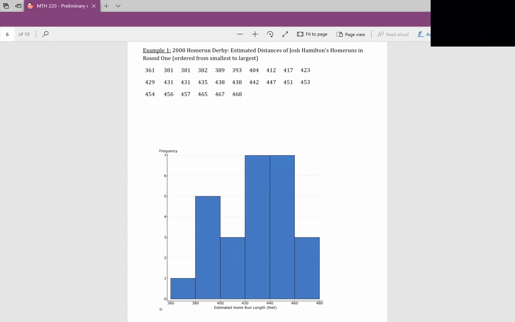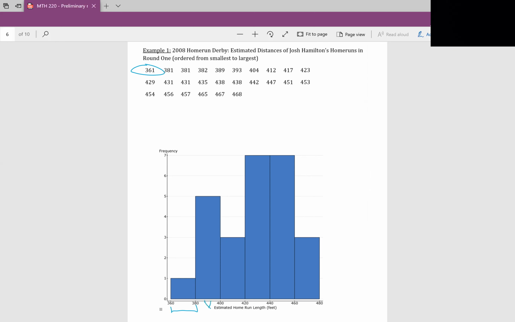All right. A couple things I would like to point out here is how we build this histogram. This histogram is based off of this data set that you have listed above. Looking at the bottom, from 360 to 380, that bar is telling us how much data is between 360 and 380. If we look up at the top, we only have one data point that falls between 360 and 380. It's 361.